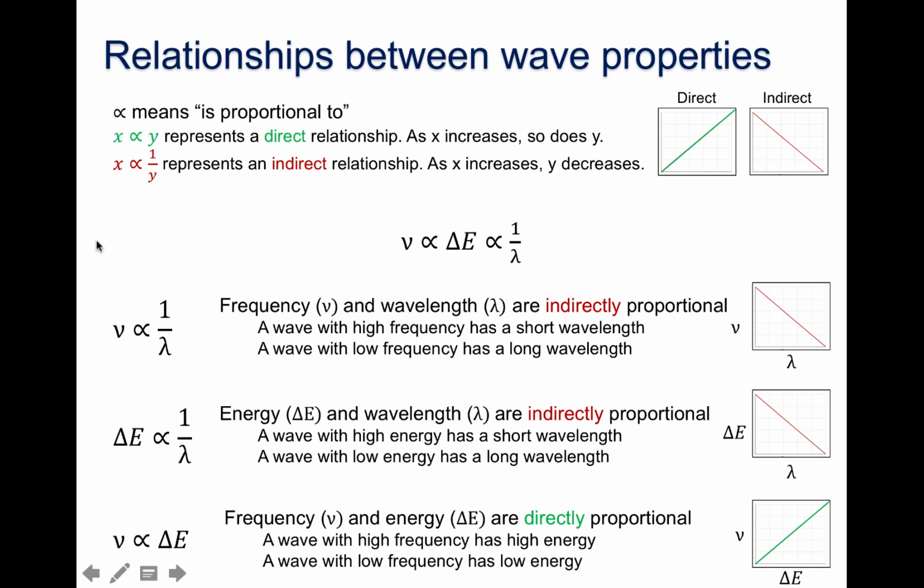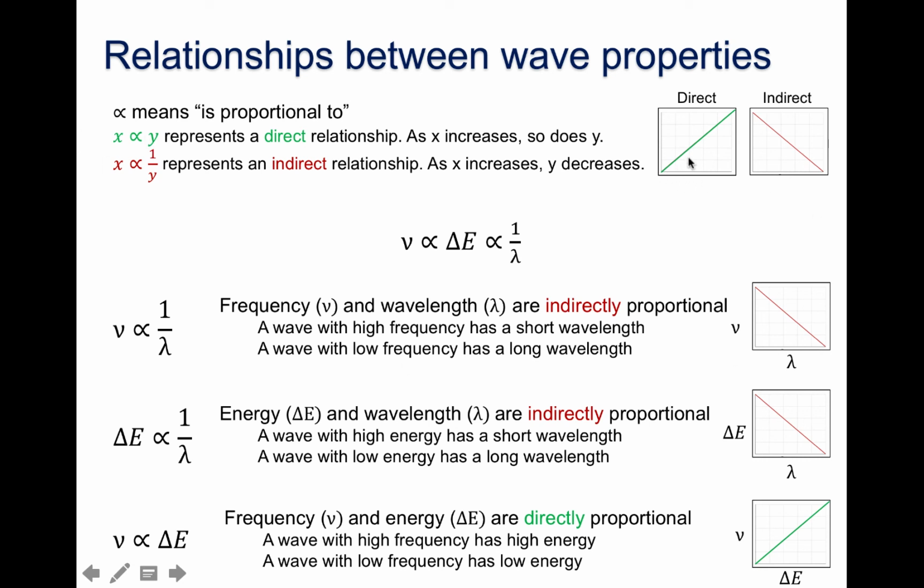So now that we've talked a little bit about the relationships between wave properties, let's talk about them in a more mathematical sense. This little symbol right here means "is proportional to." It sort of looks like an infinity symbol that has the tail cut off. And so if you see something like x is proportional to y, that represents a direct relationship.